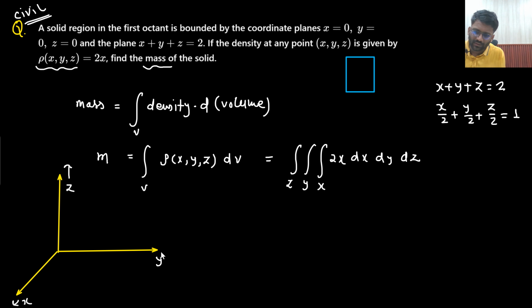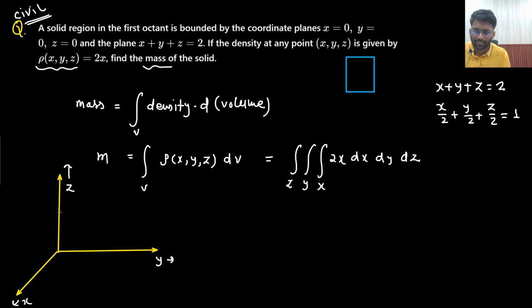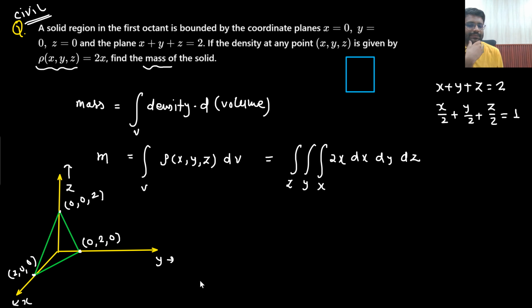Right? So this is your x, this is your y, this is your z. This will be the plane. The points are (0, 2, 0), (2, 0, 0), and (0, 0, 2). Understandable?